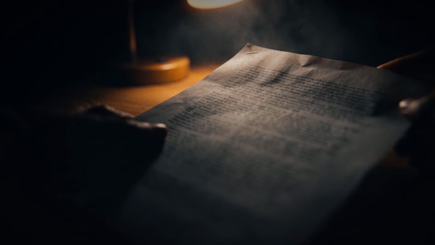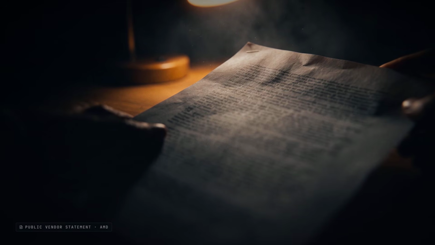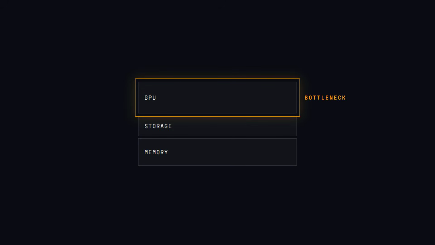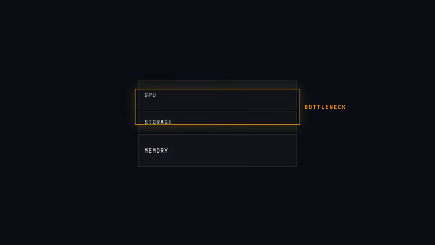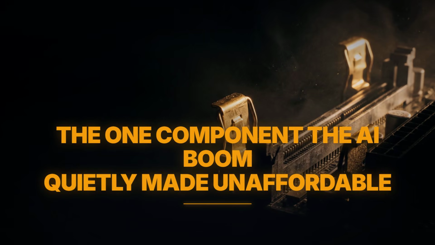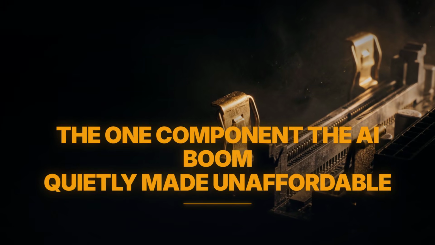That explanation is wrong, and there's a public statement from a chip vendor that says so out loud. Because the thing everyone is optimizing, the GPU, isn't the bottleneck anymore. It moved. And it moved into the one component the AI boom quietly made unaffordable.